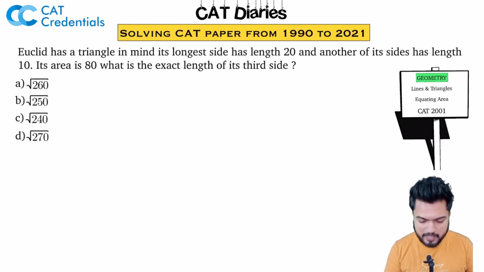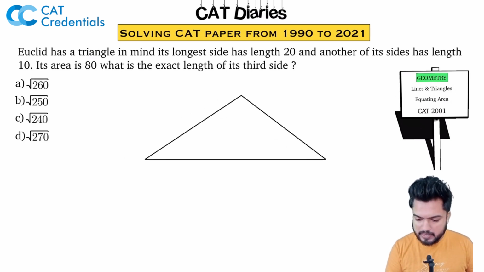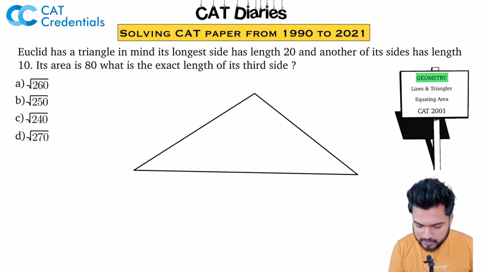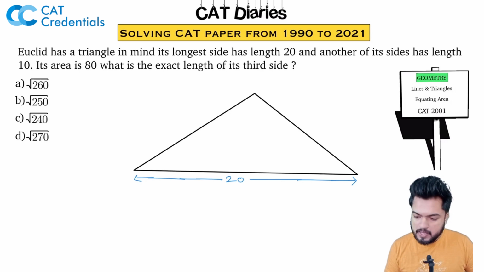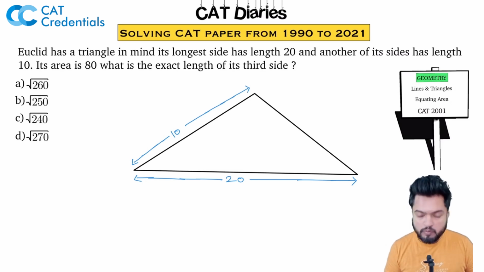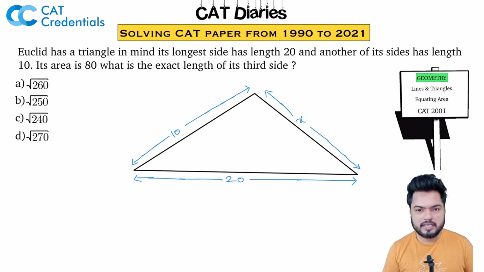I'll start by making a basic triangle here so that I can put the conditions which are given in the problem. What do I know? The longest side is equal to 20, so I'll say let this side, the longest one, be equal to 20. Another of its sides has a length of 10, so let this side be equal to 10. And what am I supposed to find out? The exact length of the third side. So let the third side be equal to x. Now I start thinking. This is the diagram in front of me.